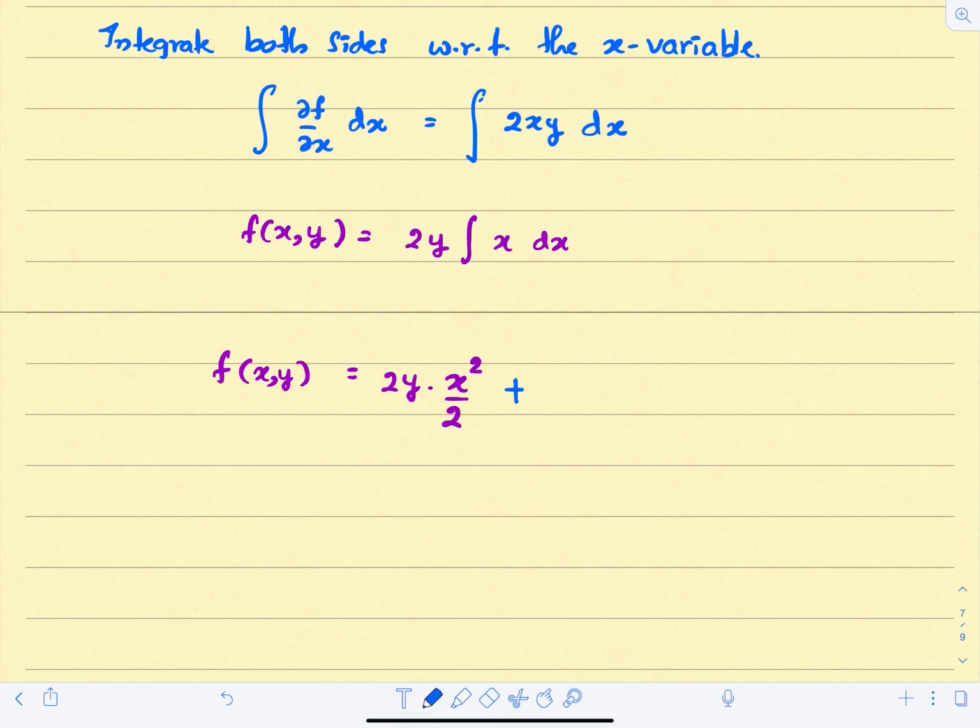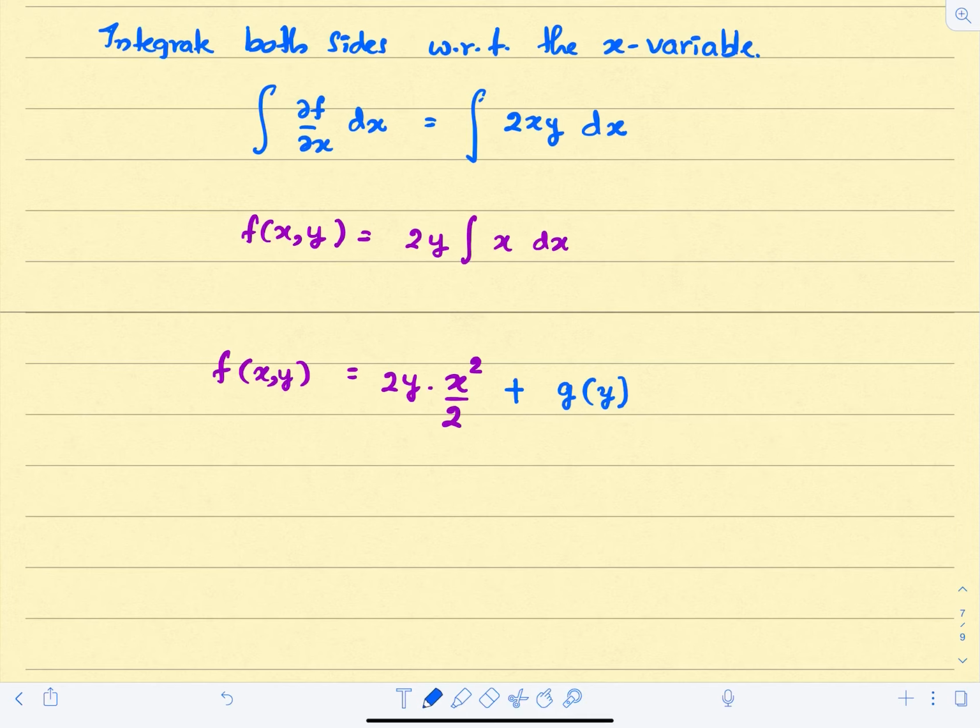maybe your constant can be a function of y. Maybe in this function we have some constants, but in general this could be a function of y, because when you take the derivative of a function that contains only y variables with respect to the x variable, you will get 0. Okay, so yes.